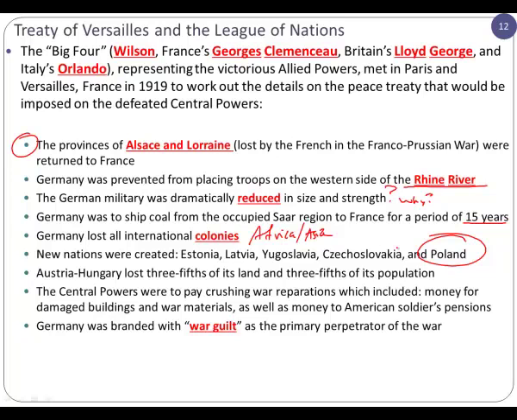Germany is ultimately branded with war guilt. It's a primary perpetrator, meaning what? They started the war. Very good. Okay? But as we can see, with the study of history, Germany's going to quickly delete the war guilt and rise again.